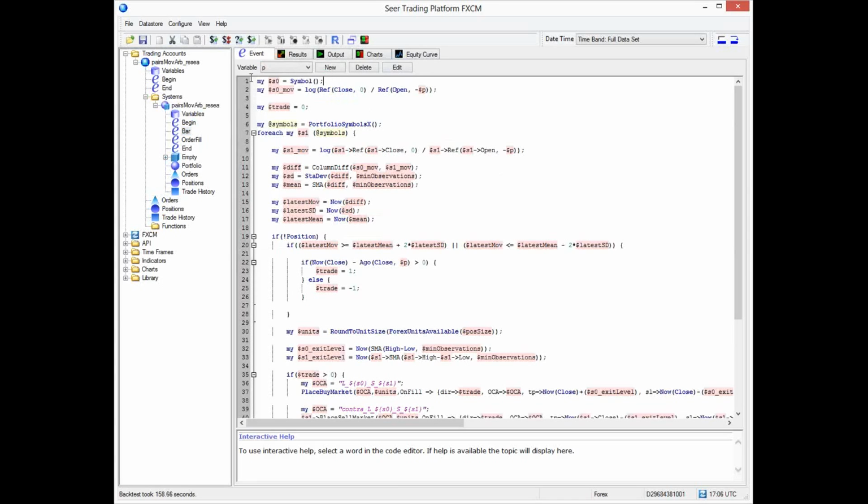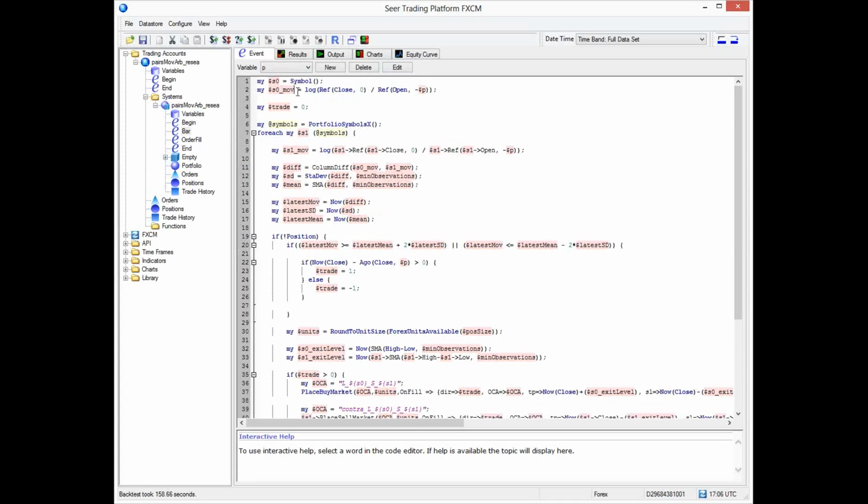The first thing I do, for reference purposes, is create a variable called S0, which just contains the current symbol that I'm working on. Of course, Seer is context driven, so it would execute this bar method for every instrument in my portfolio. So it would execute it for Euro USD, it would execute it for USD JPY, etc., etc.